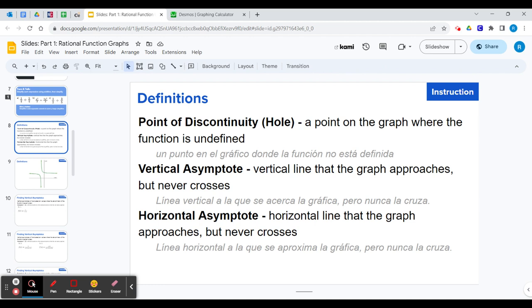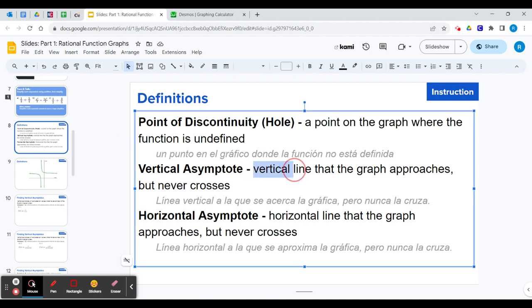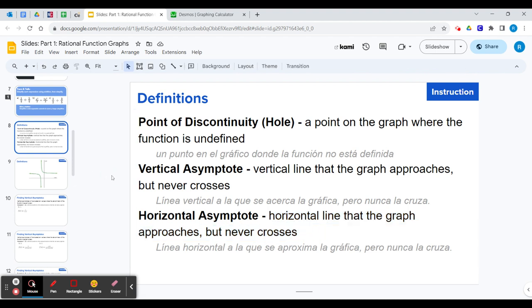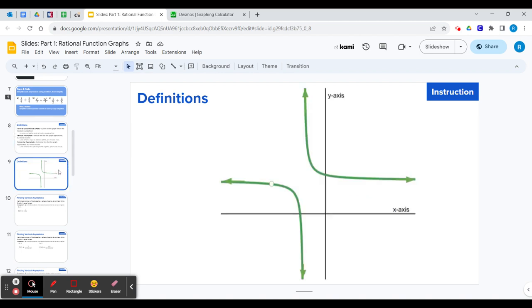Then we're going to have something called the vertical asymptote, which is a vertical line that the graph approaches but never crosses. And then a horizontal asymptote, which is a horizontal line that the graph approaches but never crosses. It's a lot easier to see where this stuff shows up if we actually look at a graph. So on the right side of your notes, you have this graph here with a rational function. And if you did our Explore activity, you would have seen that this is the general shape our rational function takes.